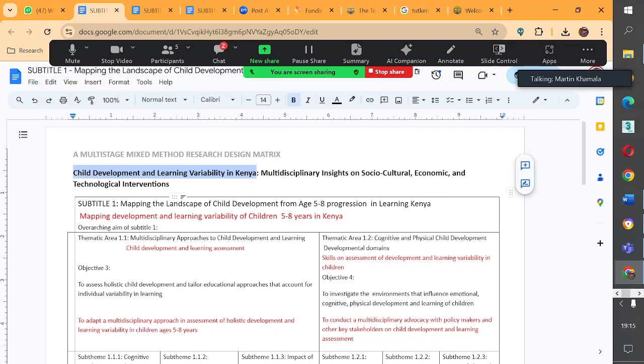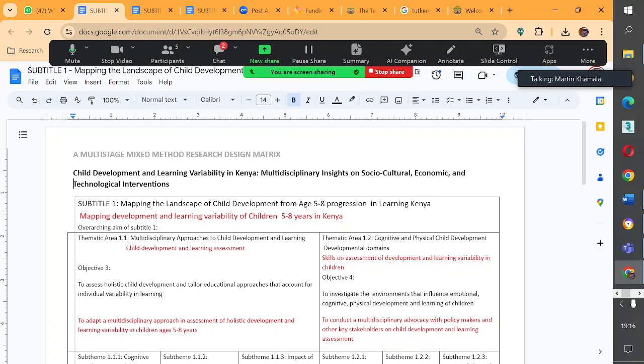Child development and learning variability in Kenya. And it aligns with the Levante framework's positioning to examine variability or at least to research variability and context across different learning situations. The subtitle here is Multidisciplinary Insights on Social, Cultural, Economic, and Technological Interventions. So these were seen as something that are cross-cutting: social, cultural, economic, and technological intervention.